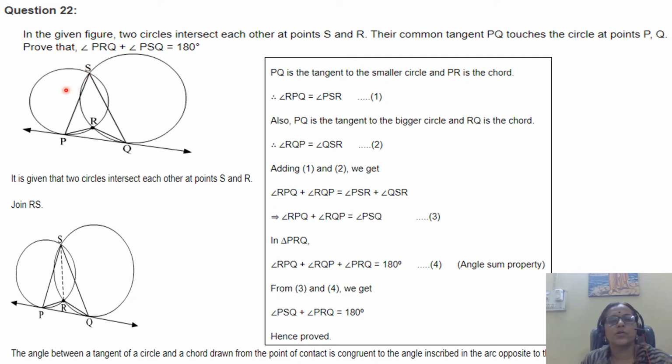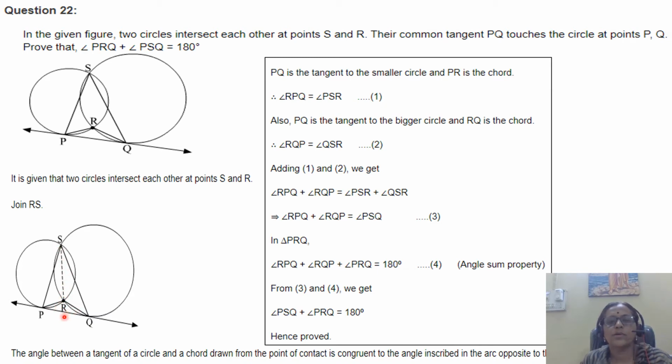In the given figure, two circles intersect each other at points R and S. Their common tangent PQ touches the circles at points P and Q. Prove that angle PRQ plus angle PSQ is equal to 180 degrees. Join SR, join PR.